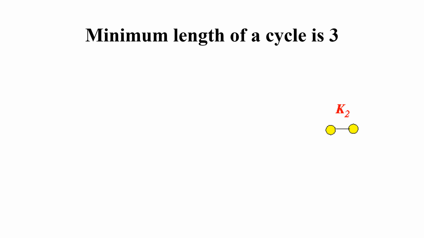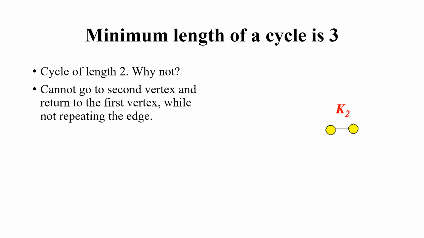Now, what if we have two vertices? Can we have a cycle of length 2? Now, we are talking of a simple graph, and a simple graph cannot have multiple edges or loops. So there is one edge. Okay, we cannot go to the second vertex and return to the first vertex without repeating the edge. So it cannot be a cycle of length 2.